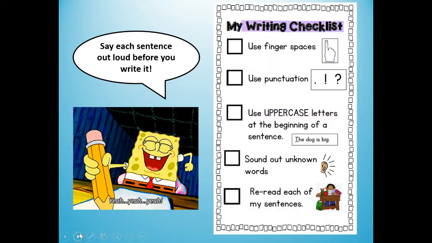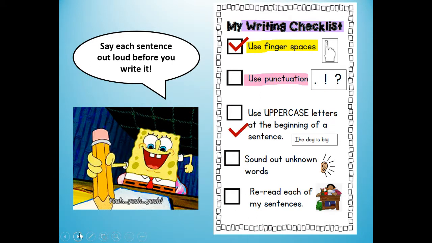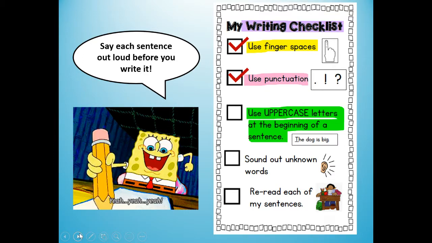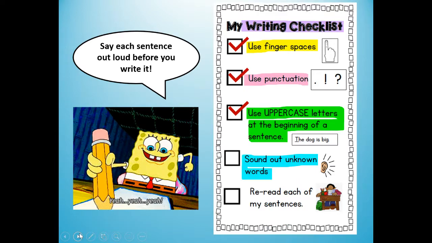And here's our writing checklist. When you write a sentence, make sure you use finger spaces. Put a finger space or two between each of your words. Also, use punctuation. Don't forget your period at the end of the sentence. And then use uppercase letters or capital letters at the beginning of each sentence. And finally, sound out any unknown words that you don't know how to spell. Write the sounds you hear.